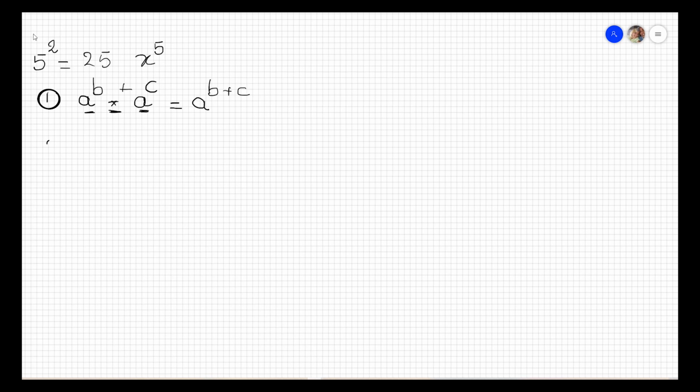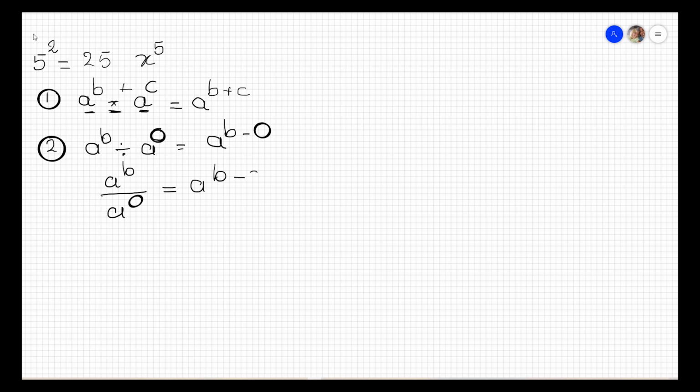What about the second property, if we have a to the power of b divided by a to the power of c? In this case, it will be a to the power of b minus c. So we could write it in this other form, a to the power of b over a to the power of c is equal to a to the power of b minus c.